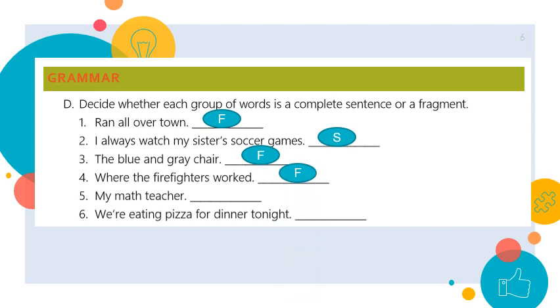5, my math teacher. What about my math teacher? Is she happy? Did she get married? What happened to her? I don't know. What is the predicate? There is no predicate here. So is it a complete sentence? No, it is a fragment. 6, we're eating pizza for dinner tonight. I have subject, I have complete predicate, I have a complete idea, then it is a complete sentence. Okay? Let's continue.